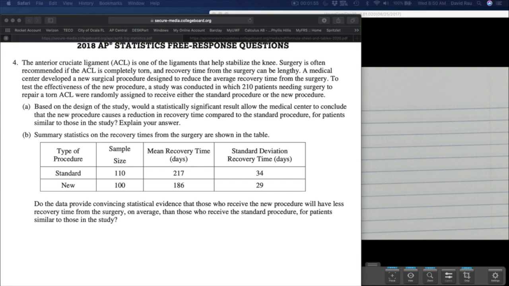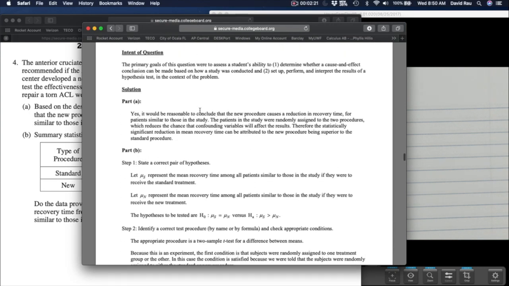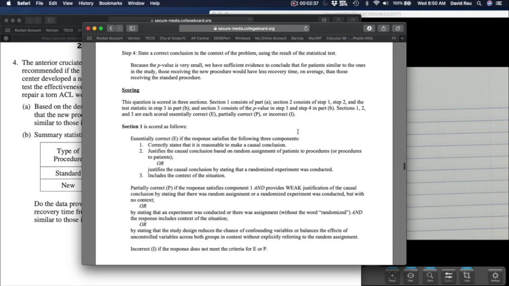Essentially, the idea is you've done an experiment. If you've experimented correctly and obtained your samples correctly, you should be able to conclude causal arguments to your sample of interest. So yes, it would be reasonable for people similar to the study. They were randomly assigned to 2 procedures, which reduces confounding variables. Therefore, okay, and let's see the real breakdown of that.